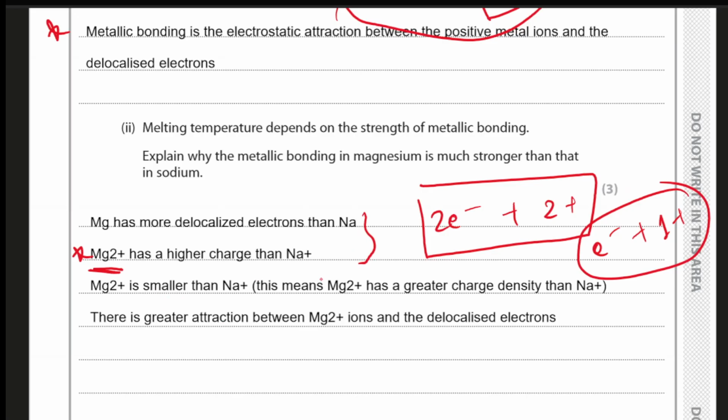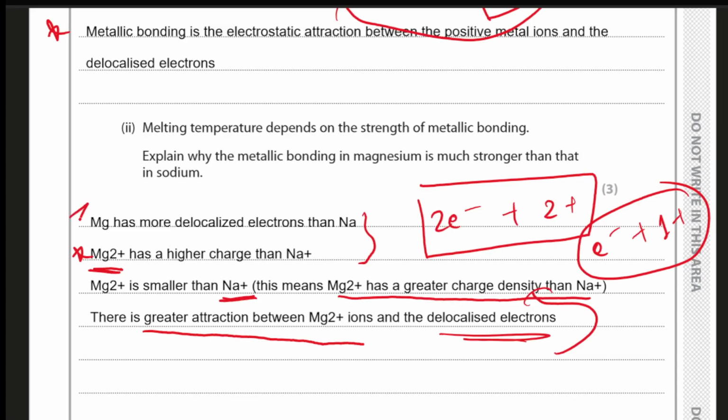Another reason is that since Mg2+ has a greater nuclear charge, its ionic radius will be smaller than Na+. So Mg2+ will have a greater charge density than Na+, since it has more nuclear charge and more electrons. Due to the greater charge density, this will lead to a greater attraction between Mg2+ and the delocalized electrons. So these are the two factors that make the metallic bonding in magnesium much stronger than in sodium.